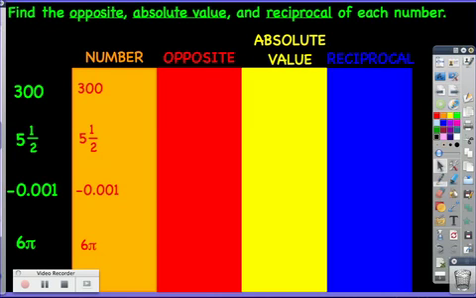Evaluate each of the following expressions. Don't forget to simplify within the absolute value symbols first before taking the absolute value. Pause the screen until you're ready.